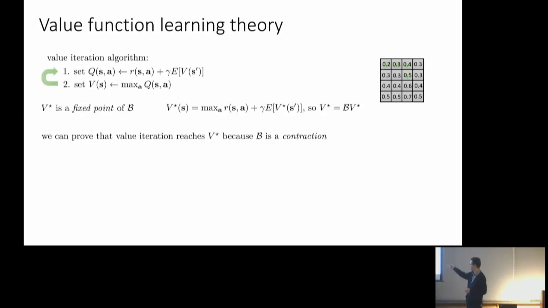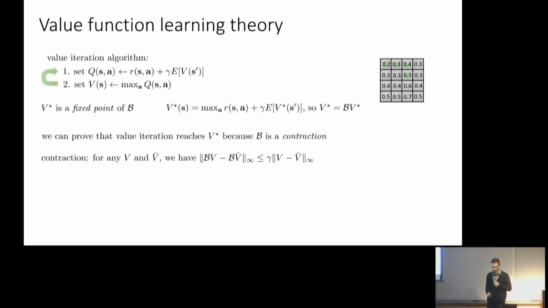So what does it mean for B to be a contraction? It means that if you have any two value functions, V and V bar, and remember that value functions here are just vectors. They're just vectors of numbers with a number for every state. You have two vectors, V and V bar. B is a contraction if and only if the norm of BV minus BV bar is less than or equal to some number less than 1 times the norm of V minus V bar, under the same norm. So basically, if you apply B to both V and V bar, they get closer together. Hence the word contraction. So you're contracting the distance between these two things.